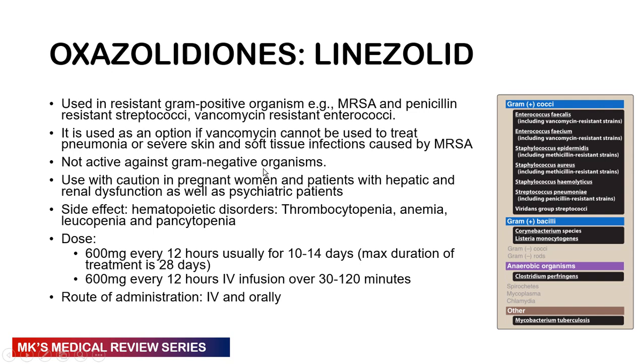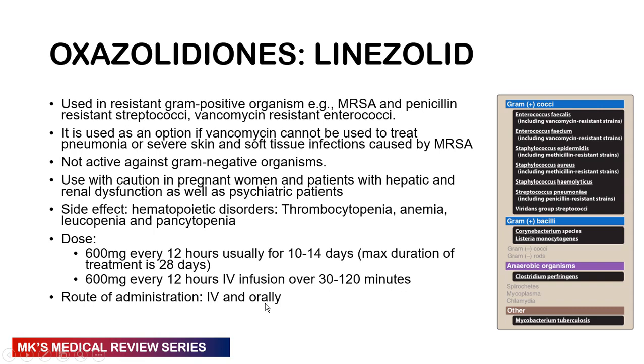Then it should be used with caution in patients that are pregnant, as well as patients that have hepatic and renal dysfunction, as well as psychiatric patients, because it may also result in hematological disorders. So make sure that you're doing your full blood counts at regular intervals, because it may cause thrombocytopenia, anemia, leukopenia, and pancytopenia. So the dose is 600 milligrams every 12 hours, that's twice a day, usually for 10 to 14 days. A maximum duration of treatment is 28 days, or 600 milligrams every 12 hours as an IV infusion over 30 to 120 minutes. So it can be given IV or orally.